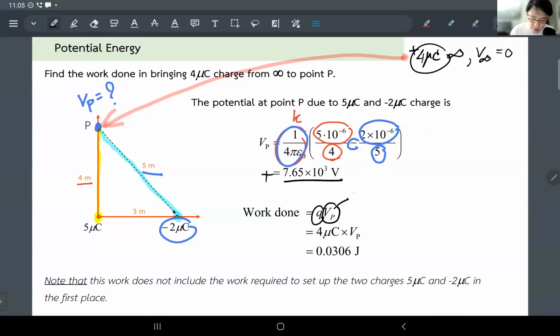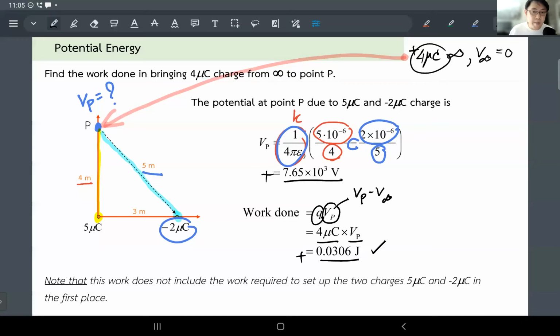So now in your head, it's V at P minus V at infinity. Cool. Okay, no problem. So you take the 4 microcoulomb charge multiplied by V at P. You're done. See, the net work done is also positive. So it means you, or whoever the external force is, has to do positive work to take the charge uphill to point P.